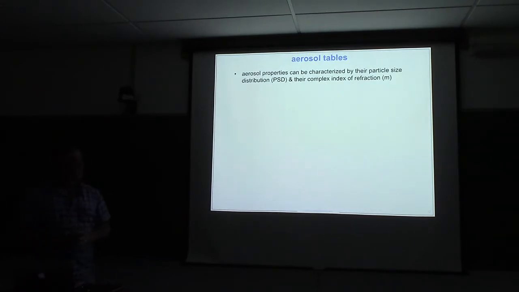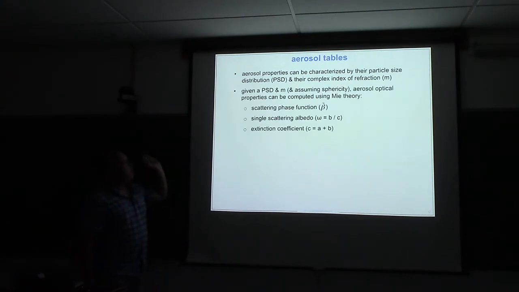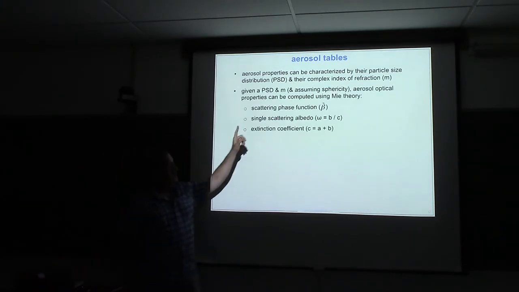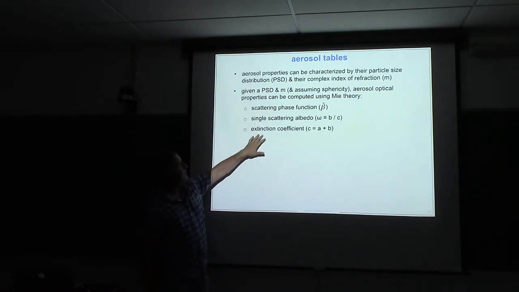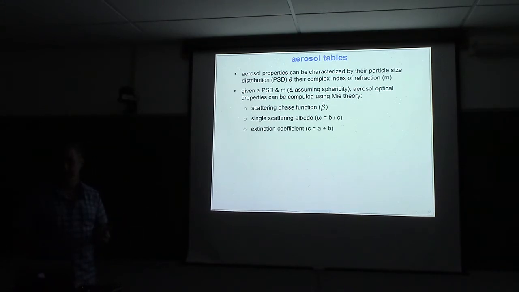Aerosol properties can be characterized by two things: particle size distributions and a complex index of refraction. So given those two things, and assuming spherical particles, aerosol properties can be computed using Mie theory. And then you can get the scattering phase function, single scattering albedo, and an extinction coefficient, or in this case, beam attenuation.